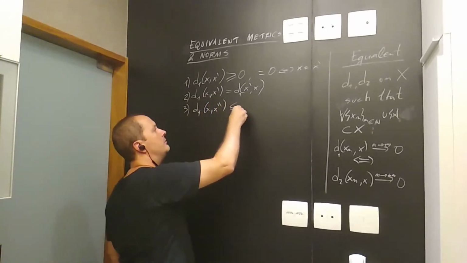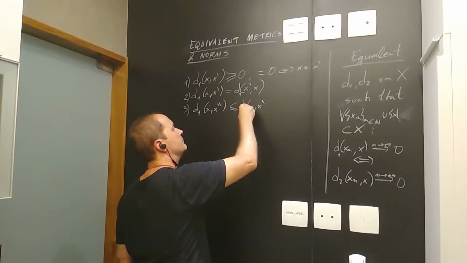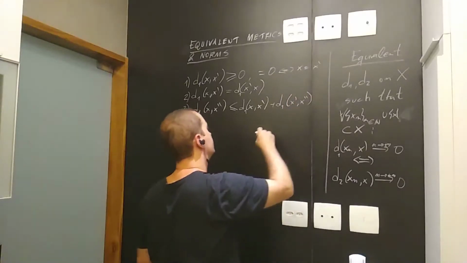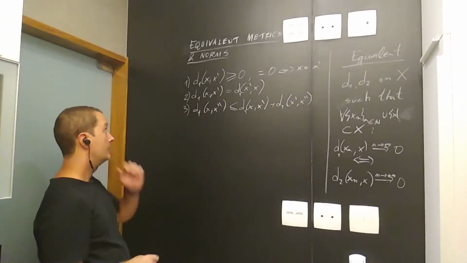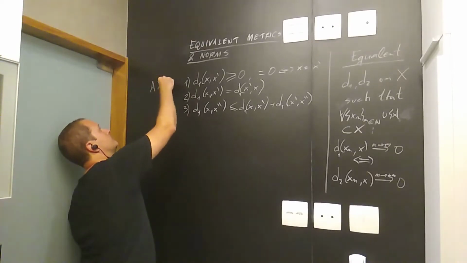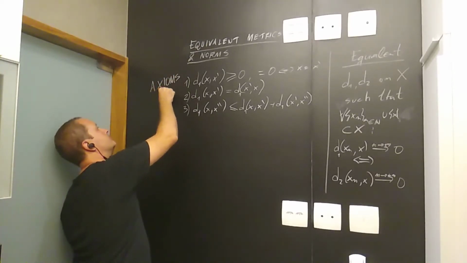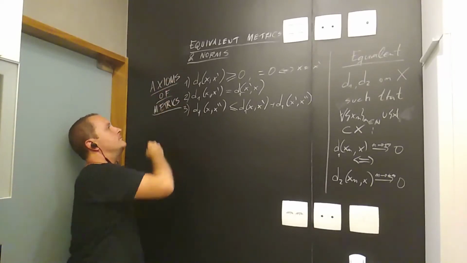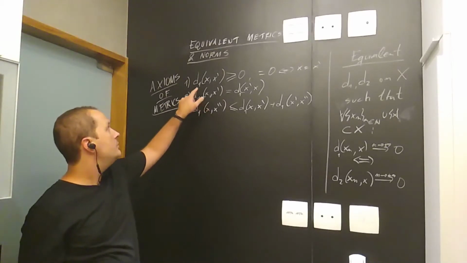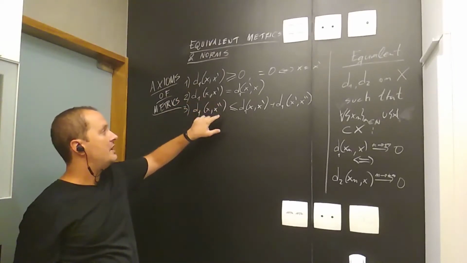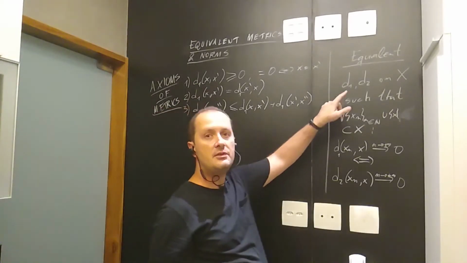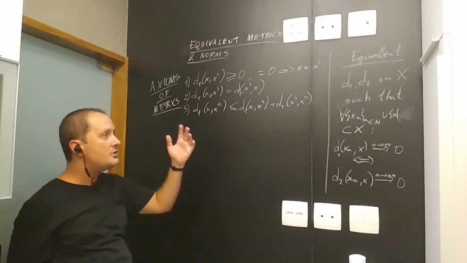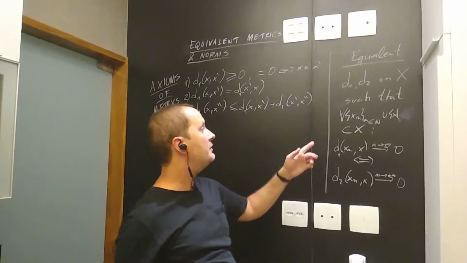So this is a triangle inequality, right? So we have these three properties. We assume that D1 is a function satisfying these three properties, and the same holds of D2. So there are two metrics on the same space X. They're said to be equivalent if they have this property.